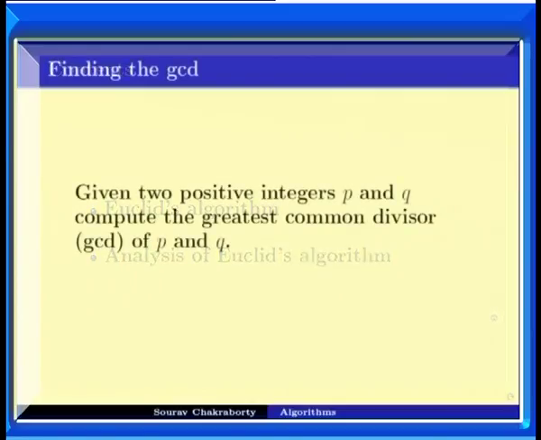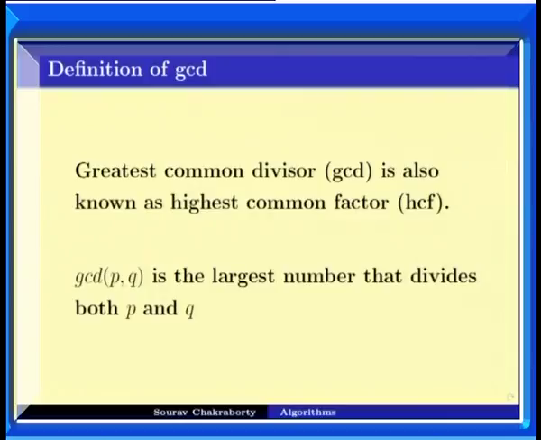The goal that we have is to find the GCD of two numbers p and q, positive integers, which is the greatest common divisor of the two numbers. GCD is also known as the highest common factor, or HCF. It is the largest number that divides both p and q.